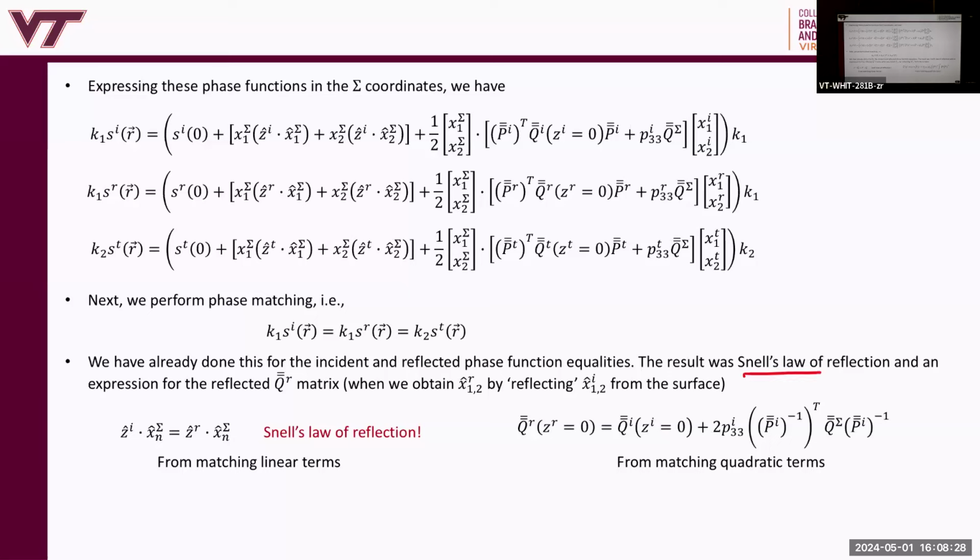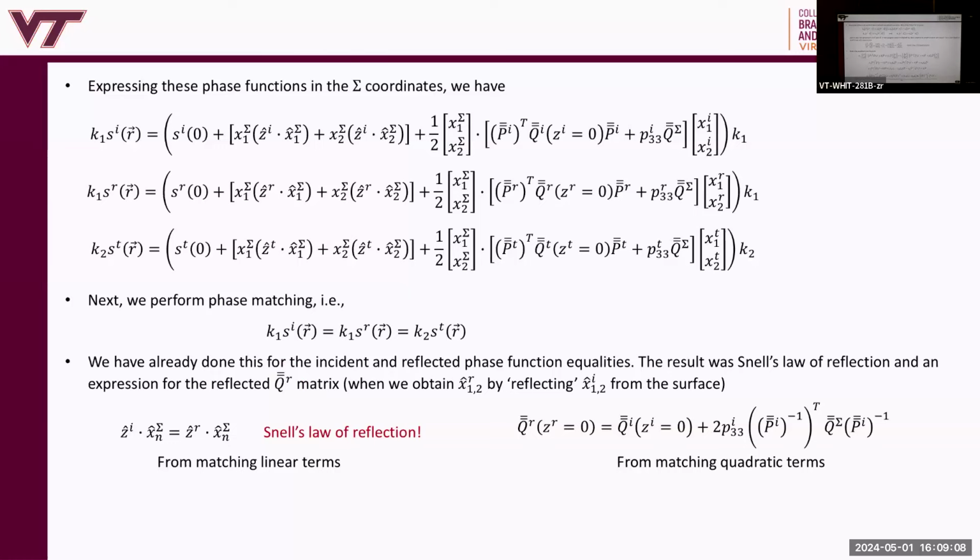The result was Snell's law of reflection. We got that from matching linear terms. And an expression for the reflected Q matrix, which we obtain when we simply reflect the incident principal directions across the surface, thereby obtaining the reflected directions. These are not necessarily principal directions in the reflected wavefront, but two orthogonal directions in the reflected wavefront. We obtained this expression from matching the quadratic terms to calculate the reflected Q matrix. All right?